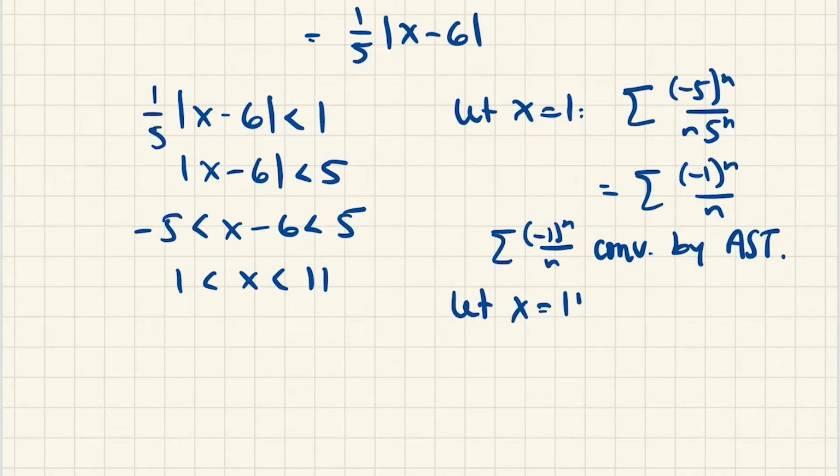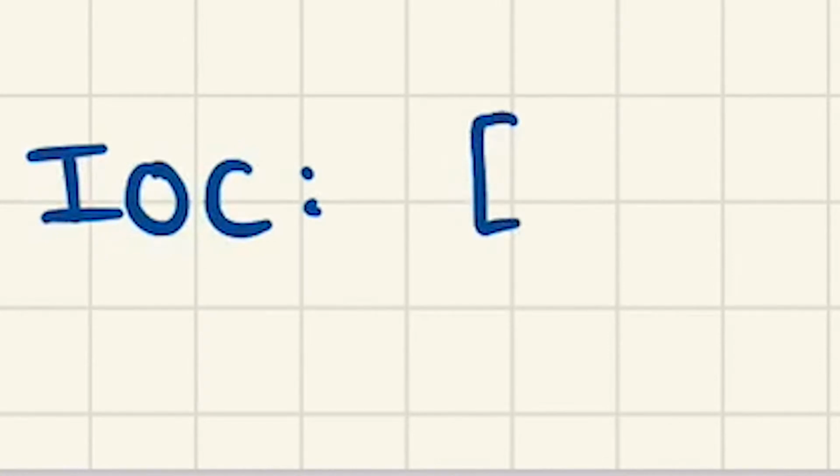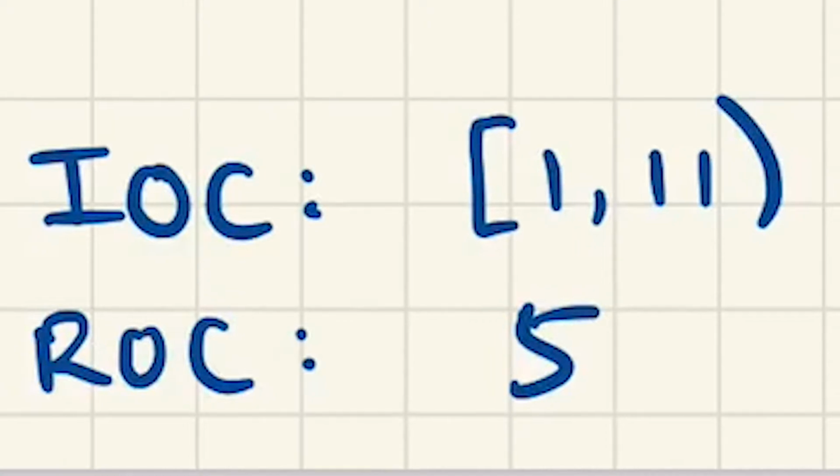Now let's let x equal 11, and 11 minus 6 is 5 to the n. So here we get the series 1 over n, which is divergent. It's the harmonic series. So 11 is not included, and therefore our IOC is the interval including 1 but not including 11, and our radius of convergence is half of that length, so that would be 11 minus 1 is 10, 10 over 2 is 5, so radius of convergence of 5.